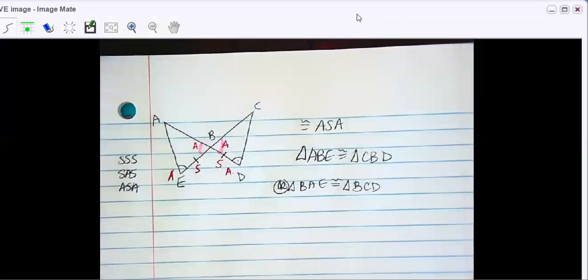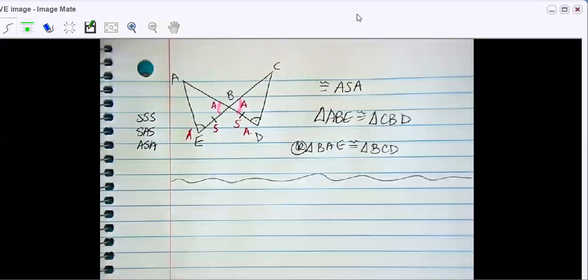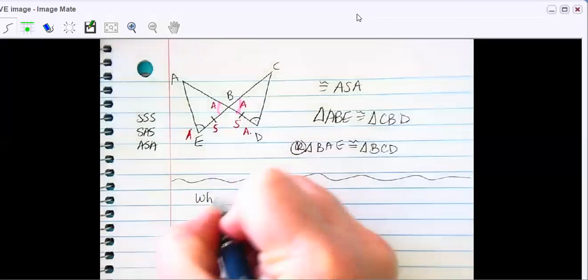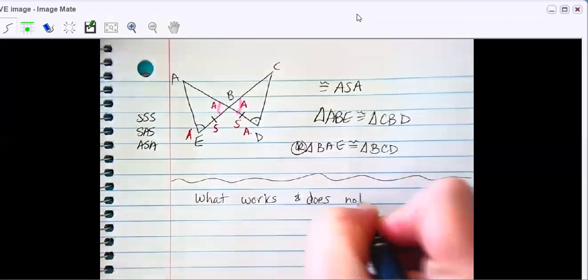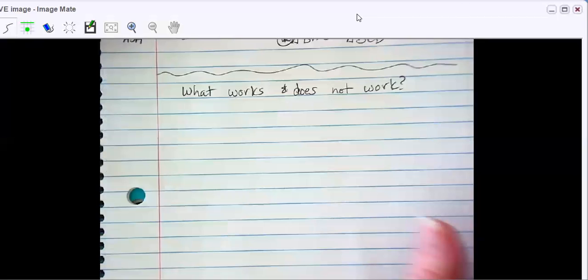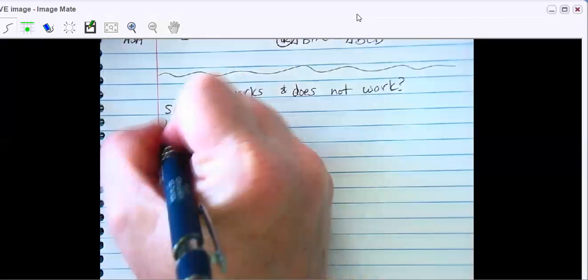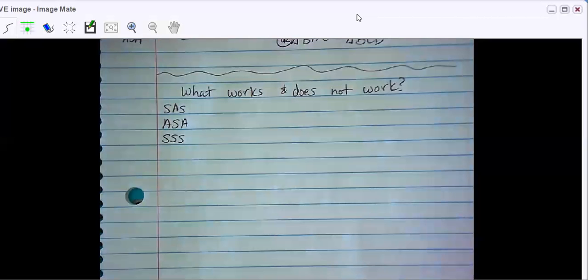So we're actually nearing the end of our notes, and then we're going to do a few of your assignment problems together. But let's look at what works and what doesn't work as far as congruency in geometry. Well, this week we're talking about these three: side, angle, angle, and side, side, side. So those work. We've seen those in action.